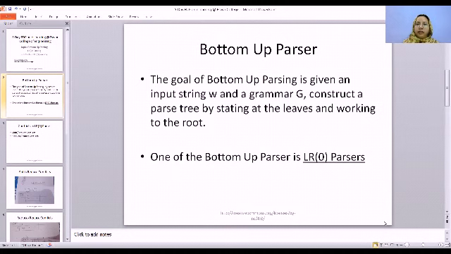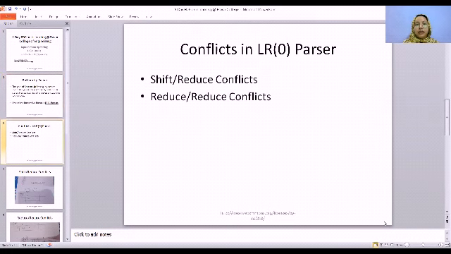Here we have discussed one of its types, called the LR0 parser. All bottom-up parsers are called shift-reduce parsers. In this LR0 parser, we have seen how to construct its parsing table and we have seen its implementation also. But there is some problem because of which we can say that a grammar is not LR0. We have some kinds of conflicts in this. The conflicts in the LR0 parser are shift-reduce conflict and reduce-reduce conflict.